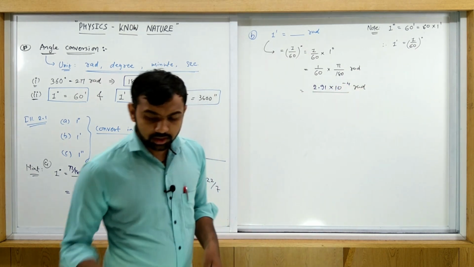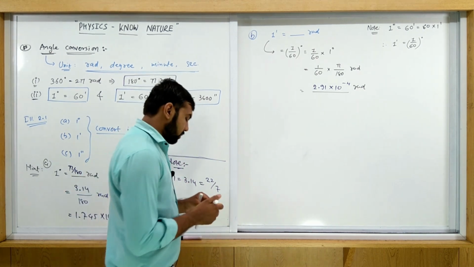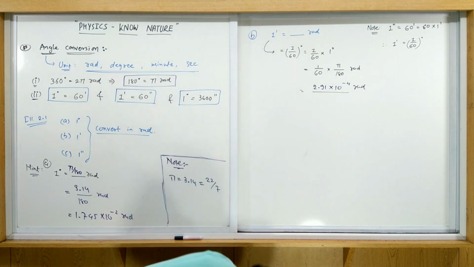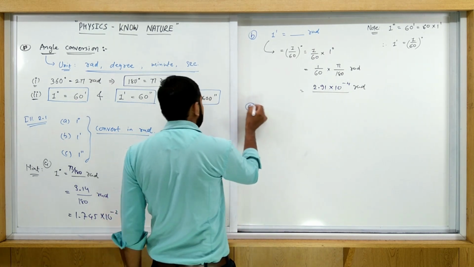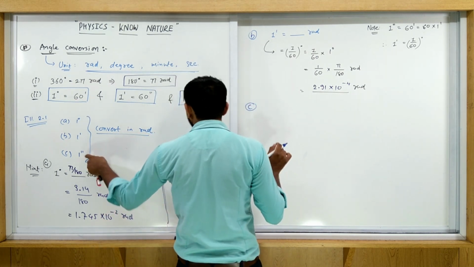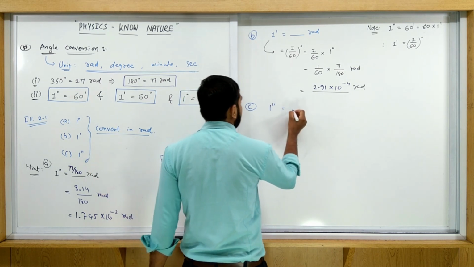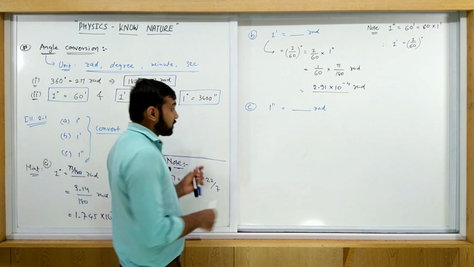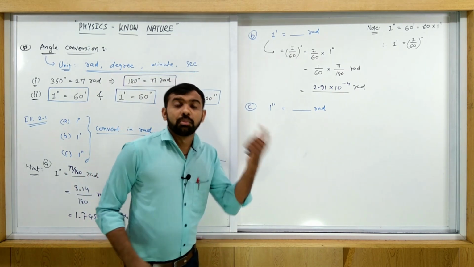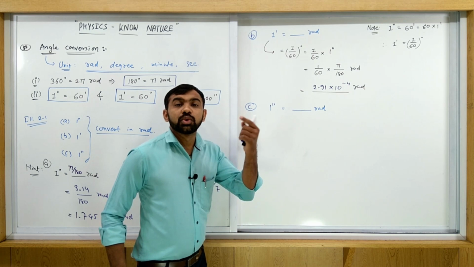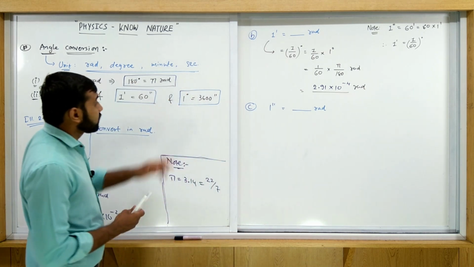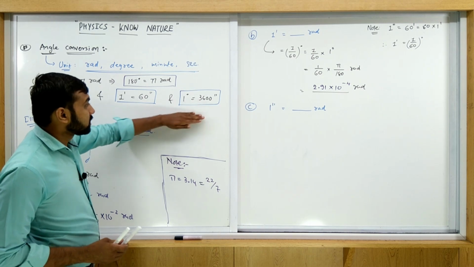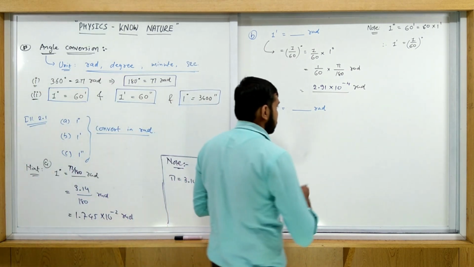Let's try to solve the third example. Example number 3. What is this? 1 second. So 1 arc second is equal to blank radian. We have to find this. First you would convert second into minute, then minute into degree, but we will write the relation directly between degree and second. So use this relation. Write a note.